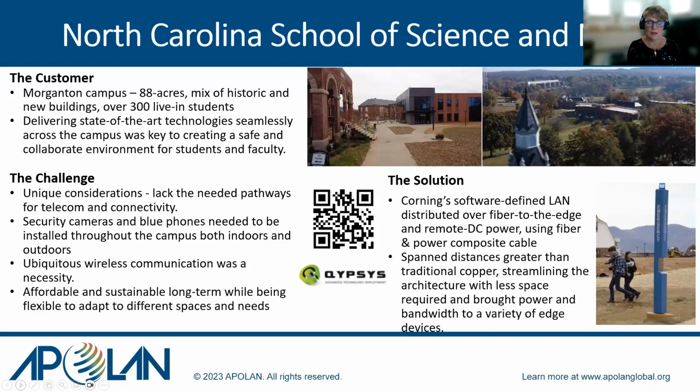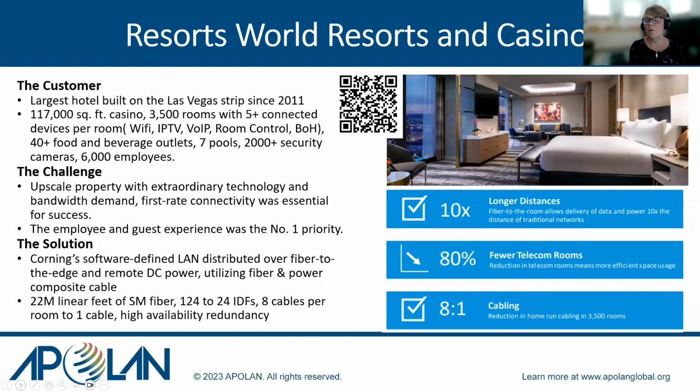And then the third, last but not least, is probably one of the biggest deployments that we have done, and probably in the world today, of an Optical LAN network. This is in the Resorts World Casino and Resort on the Las Vegas Strip. It's a 117,000 square foot casino, with 3,500 rooms, each with 5+ connected devices per room. We also did back of house in this case, 7 pools, over 2,000 security cameras, lots of food and beverage outlets. So you're talking a massive facility here.